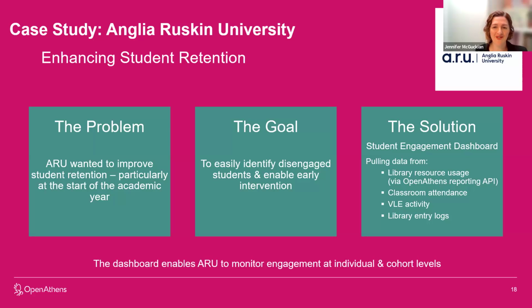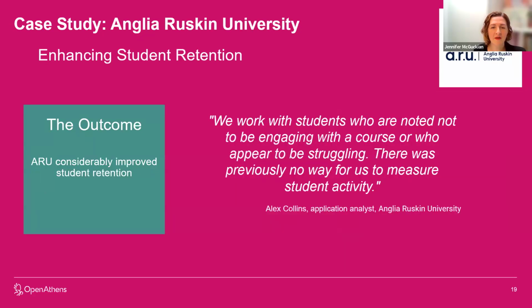And their solution was to build a student engagement dashboard. This dashboard pulls data from various places, one of them being the OpenAthens resource usage data. They also look at classroom attendance, their virtual learning environment activity, and also library entry logs. I think that's people physically visiting their library. All that data was pulled into a dashboard, which enabled Anglia Ruskin to monitor engagement at an individual level, but also the cohort level. The outcome was that they have considerably improved their student retention, which is great.